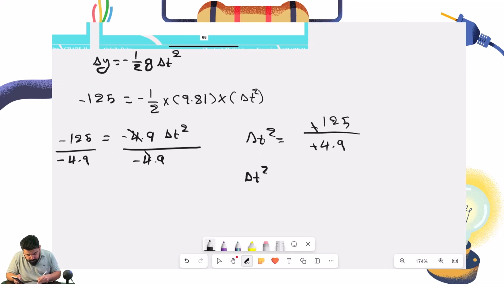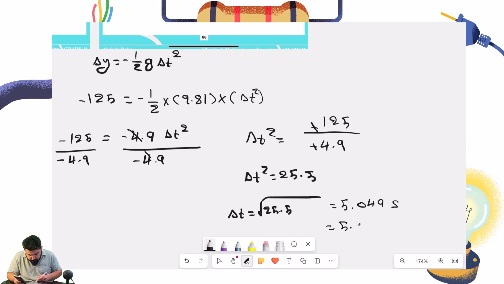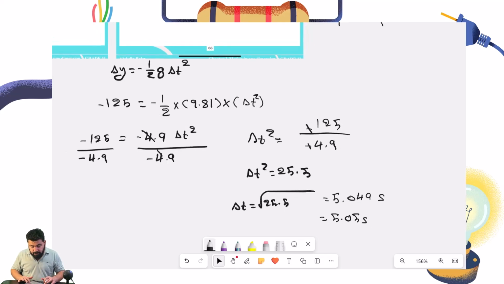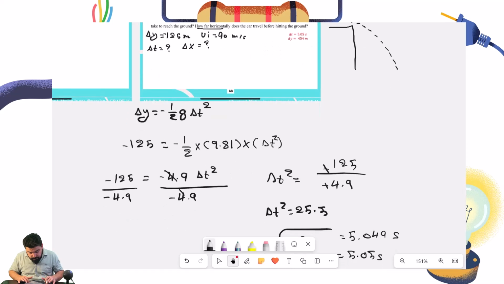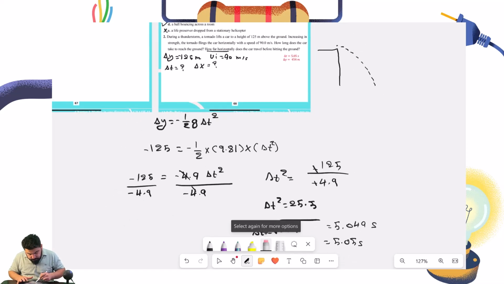Delta t squared is equal to 25.5. Then delta t is equal to square root of 25.5. So square root of 25.5, we get 5.049 seconds, or 5.05 seconds. So this is the time that it takes for the car to drop to the ground.